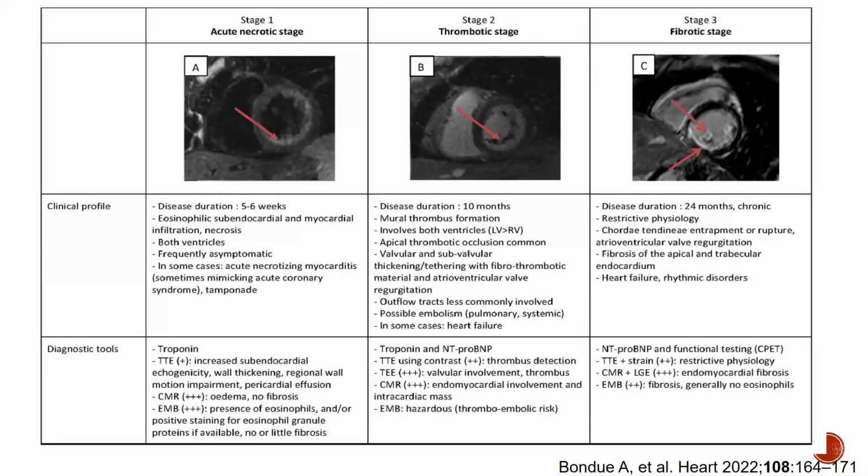It has three phases. So stage one, which is an acute necrotic stage of hypereosinophilic syndrome, usually starts in the first 5 to 6 weeks of the disease, and it usually involves the subendocardium and myocardial infiltration with necrosis. It involves both ventricles, and sometimes it is asymptomatic. But if it's symptomatic, it can present with acute necrotizing myocarditis, sometimes even mimicking ACS, and rarely it can present with a tamponade.